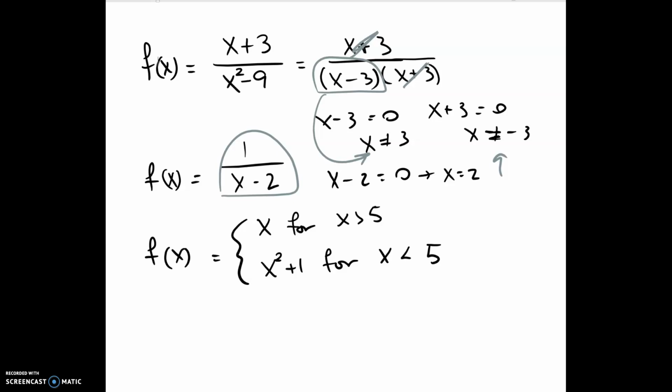Jump discontinuities are mostly piecewise functions. So if the function is x for all values x greater than 5, and then x squared plus 1 for x less than 5, well then at x equal to 5, I don't have a point there. So at that point, it jumps from x to x squared plus 1. So that's a jump discontinuity.